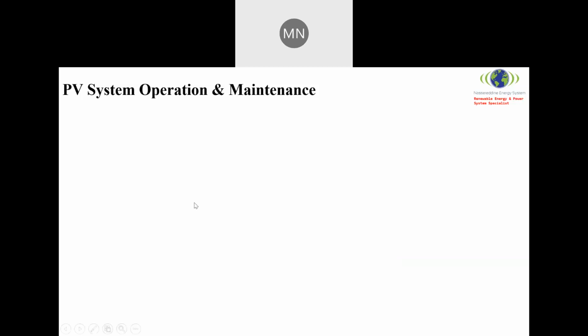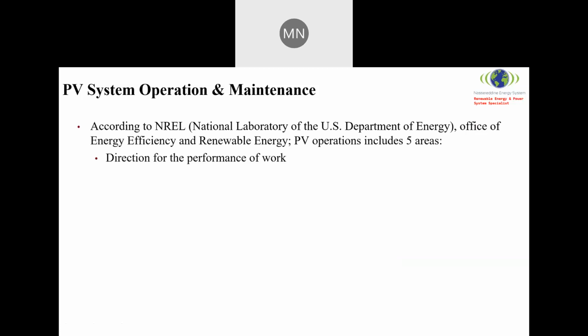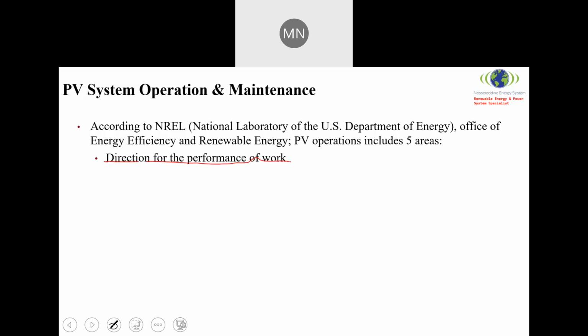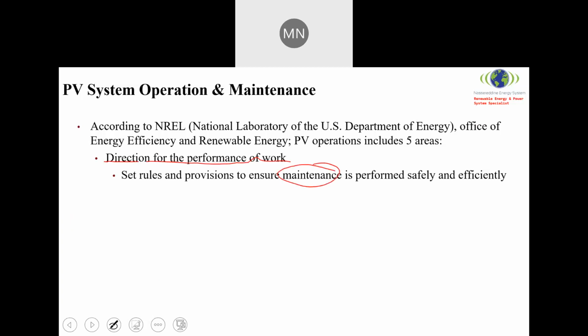Now, let's move to our next point, which is direction for the performance of work. Remember, we are having short videos to discuss each element required during operation. This section under direction for performance of work is very critical. Why? Number one, we need to set rules and provisions to ensure maintenance is always performed in a safe and efficient way.